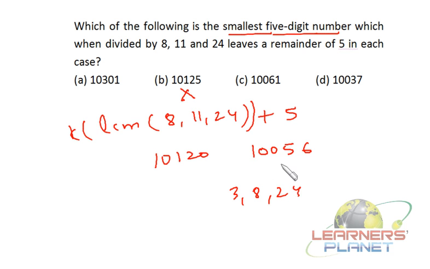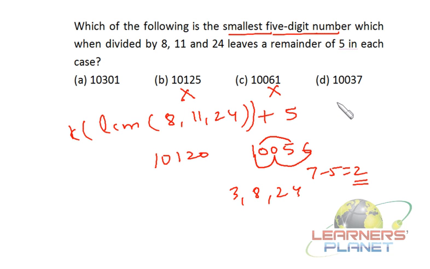Now let's check for 11. It is 1 plus 6, 7, minus 5, 2. Since we are getting 2, not 0, that means this number is not divisible by 11. So even it can't be the right choice. Now we have two options left with us, that is 10301 and 10037. Let's check it out for 10037. If it is correct, then we don't have to go for 10301 since it is bigger than this. Or if it is not correct, then automatically this will be the final choice left with us.